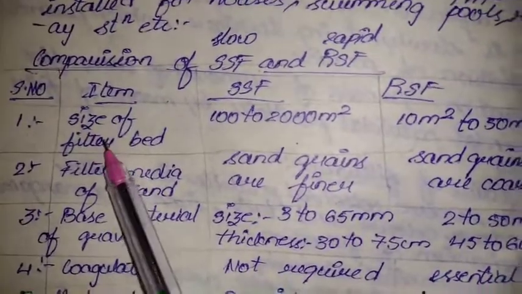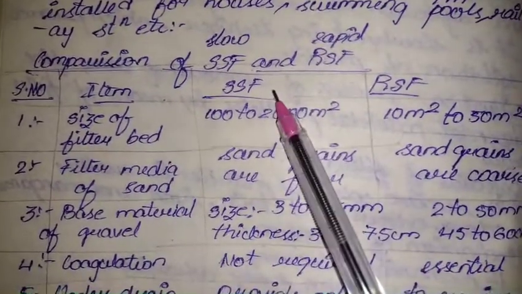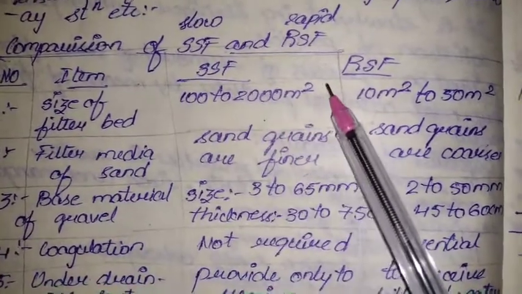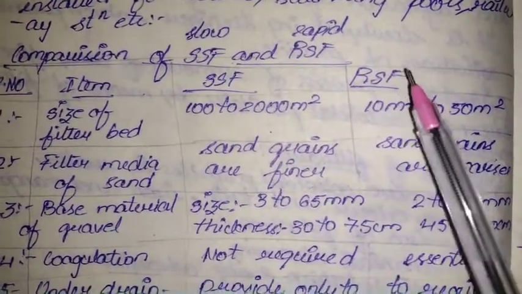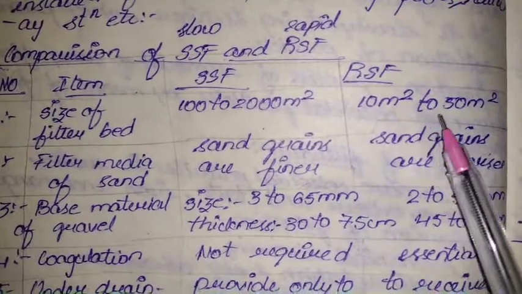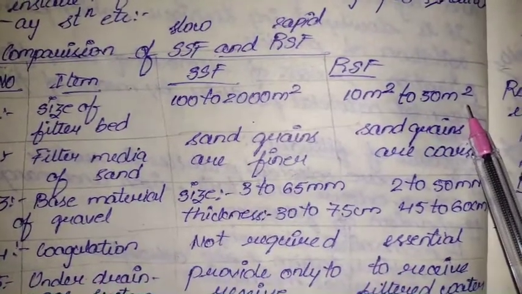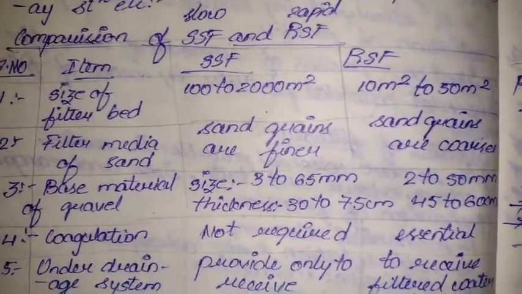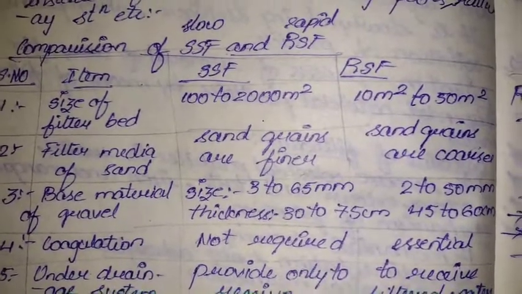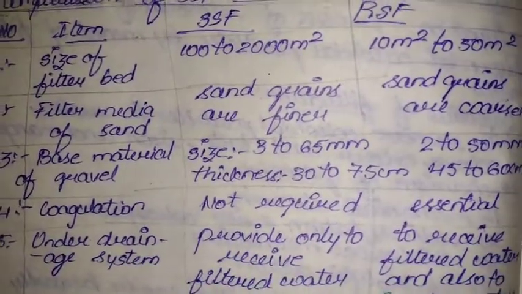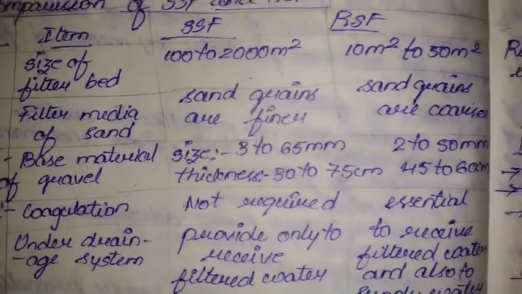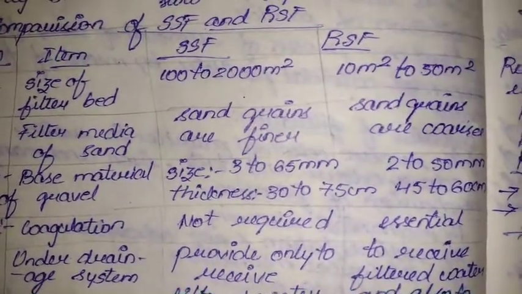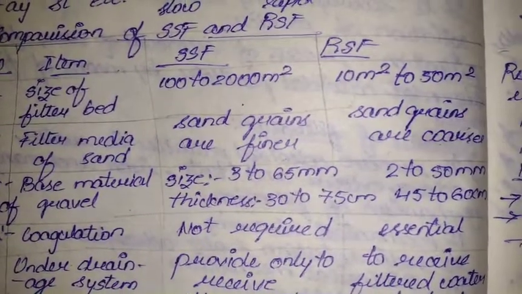First one, the size of the filter bed of the slow sand filter is 100 to 2000 meter square, whereas for rapid sand filters it is 10 meter square to 50 meter square. It's nothing but square meter. We are talking about the area, the size of that filter bed. And also the filter media of sand: sand grains are finer in this, and coarser in rapid sand filters.